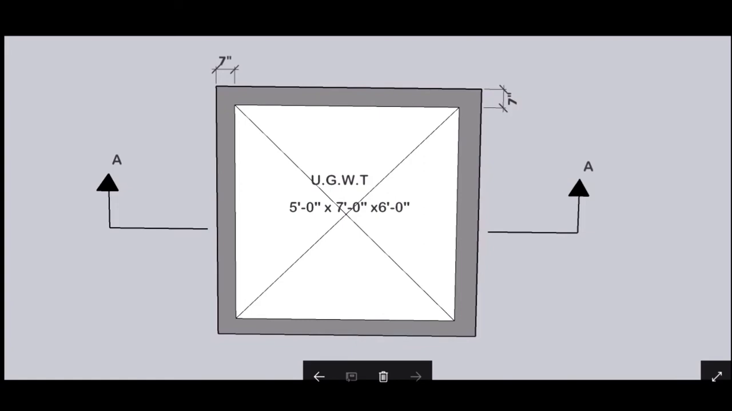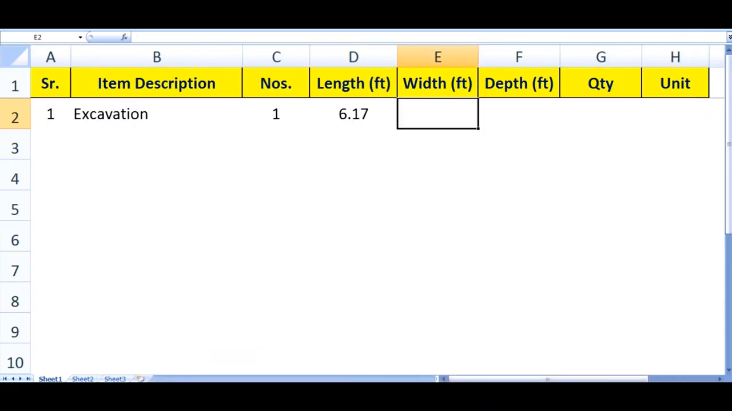Similarly for width, the other dimension is 7 feet. Same method we will repeat, 7 and then 7 by 12, that is the RCC wall thickness, and we divide the 7 inches by 12 because we have to convert the inches into feet.